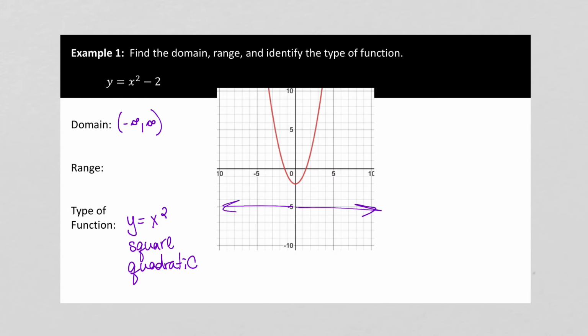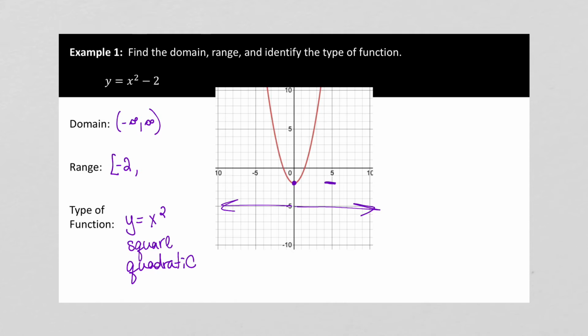The range, however, depends on the graph. And with range, this is the y values, and we always start from the bottom and go up. With domain, we go left to right. With range, we go from down to up, okay? So moving up, we start at negative 2. And negative 2 is included in the graph, so we have to use a bracket around negative 2. And then from negative 2, it's going to go up forever. So we have included negative 2 to infinity for our range.